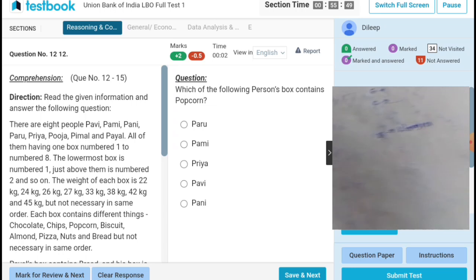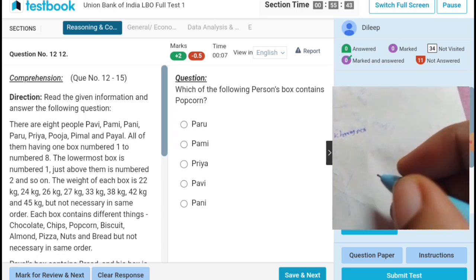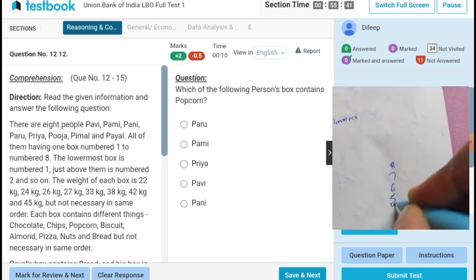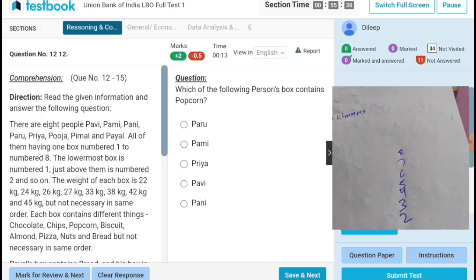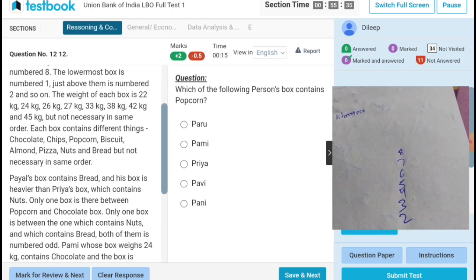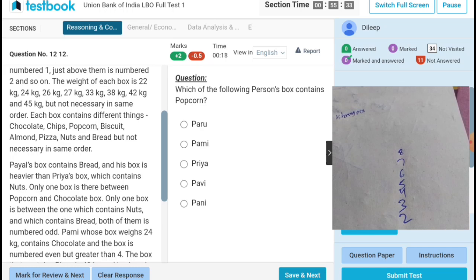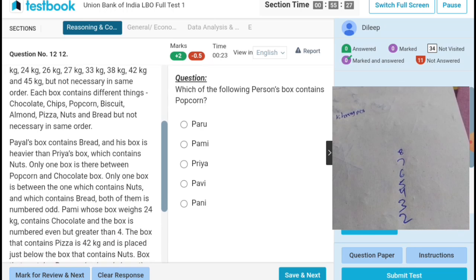So there are 8 people, all of them having one box numbered 1 to 8. Lowermost is 1, then 8, 7, 6, 5, 4, 3, 2, 1, and the weight of each box is different and each box contains different things. Payal's box contains bread and his box is heavier than Priya's, which contains nuts. Only one box between the popcorn and chocolate. Only one box between the nuts and bread.